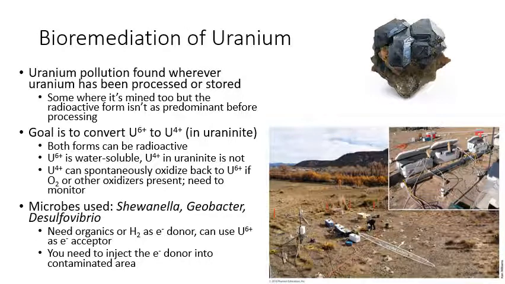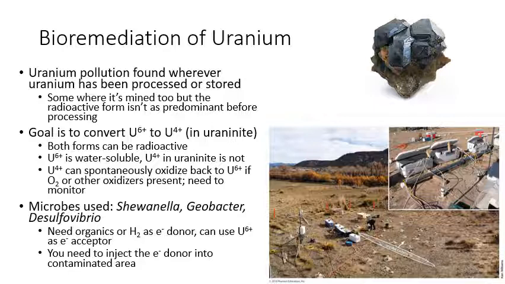So we'll start with the bioremediation of uranium. You would find uranium polluting the environment in places where uranium was mined, of course, but you can also find it in places where uranium was processed or stored. And actually the pollution is usually worse where it's been processed or stored, just because after the uranium has been processed, you're kind of concentrating it during that process. So you're going to have more of the radioactive uranium in processed uranium ore compared to raw uranium ore that's just come out of the ground.